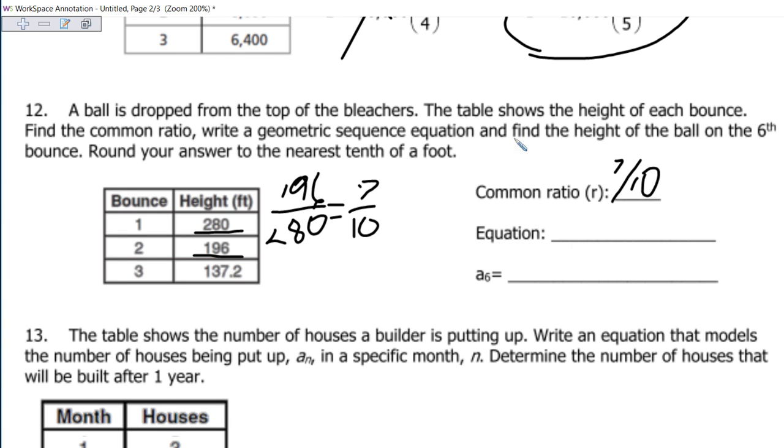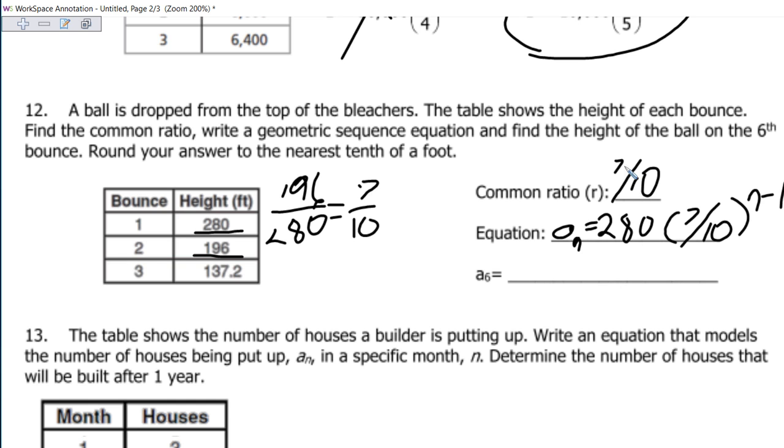Now, our equation is going to be A sub n equals 280 on the outside of 7/10 raised to the n minus 1. Okay? Now, we're going to do the last little piece here, and we have to figure out what it is going to do on the 6th bounce.